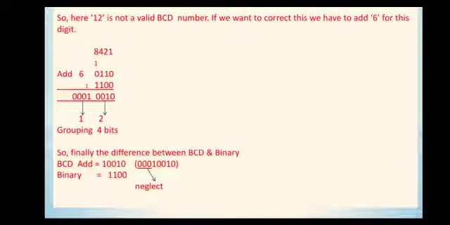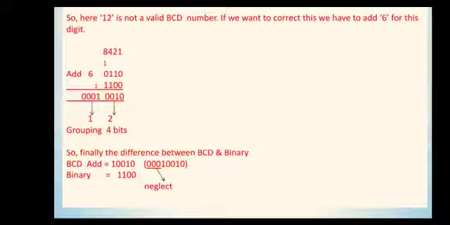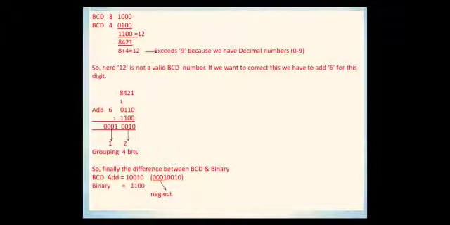So finally, the difference between BCD and binary: here the BCD addition is 10010. In the brackets we can observe the leftmost bits, triple zeros, which we can neglect, and the binary value is 1100. So finally we get the BCD and binary values like this.